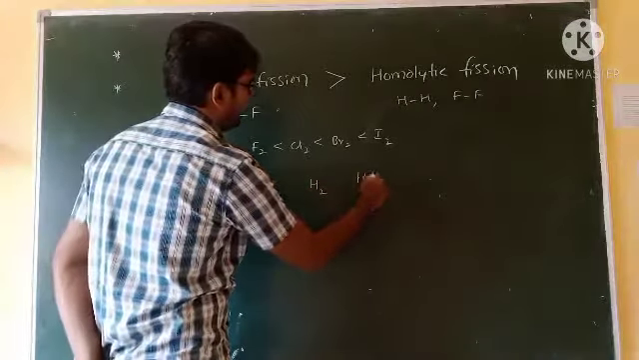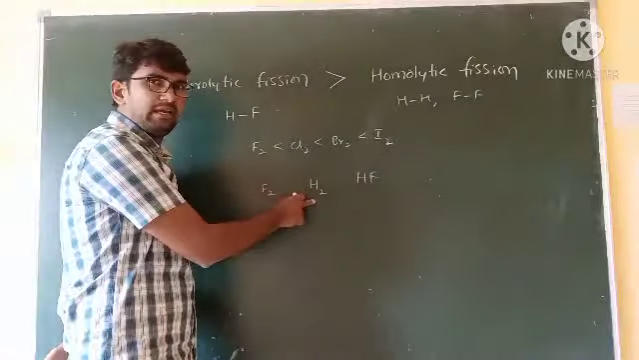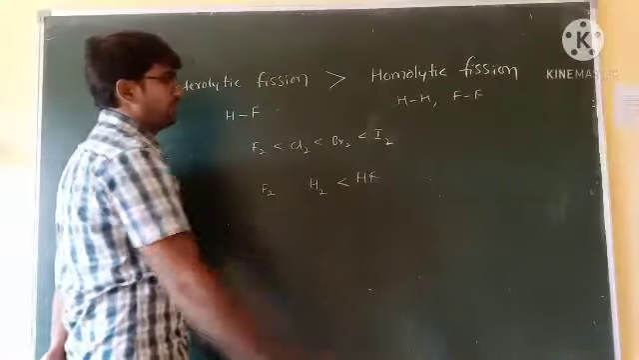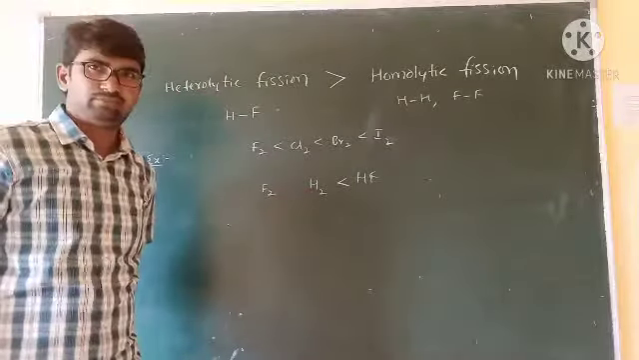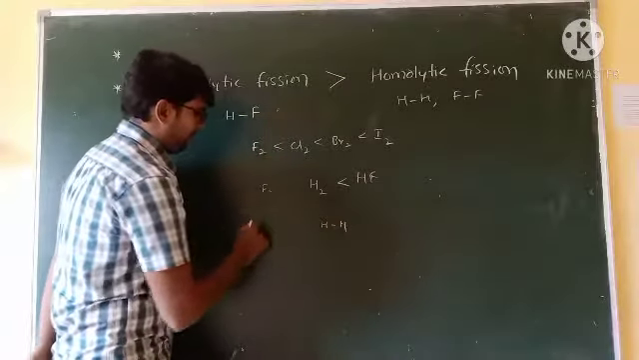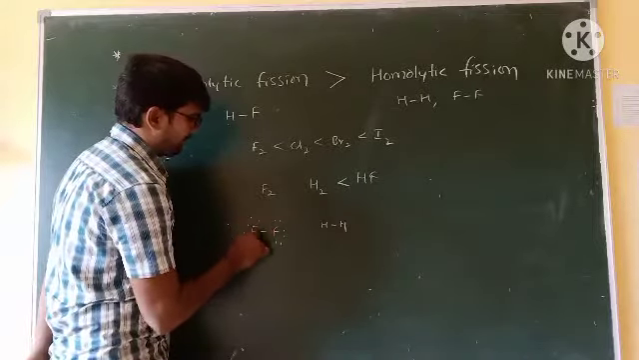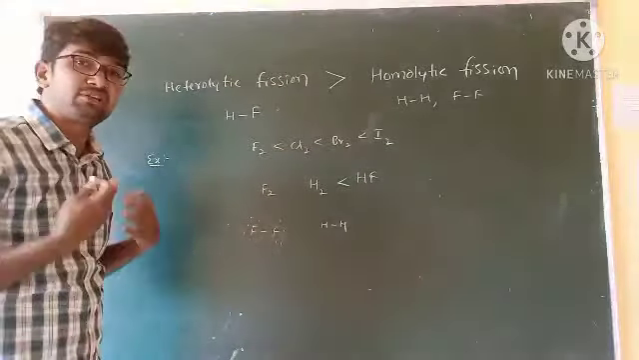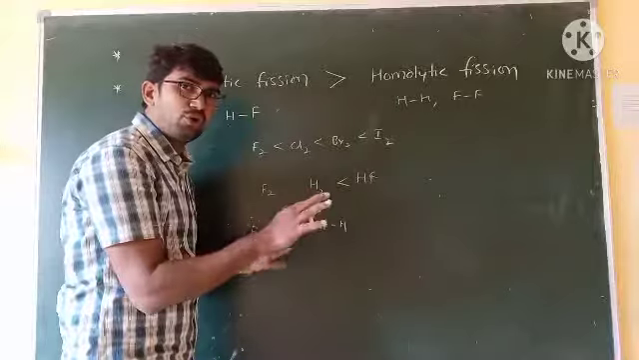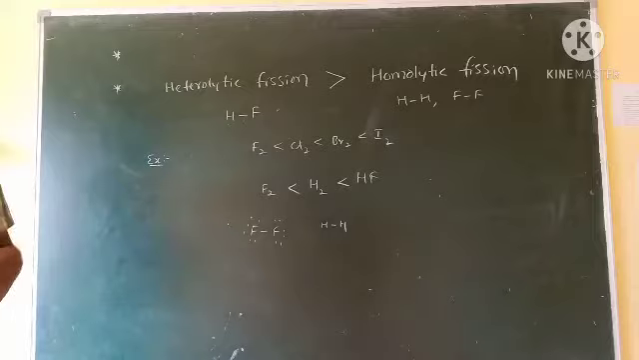Next one. F2, H2, HF. Which one requires more energy? F2 is homo, H2 is homo. HF is hetero, different atoms, so it requires more energy, no doubt. F2 and H2 both are small atoms. But each fluorine atom contains 3 lone pairs, so 3 and 3, 6 lone pairs are repelling. So a less amount of energy is required. But on a hydrogen atom, there are no lone pairs. So H2 requires more energy than F2.